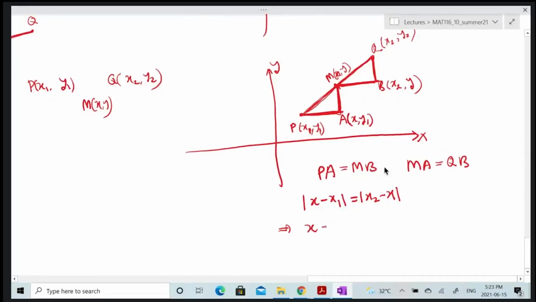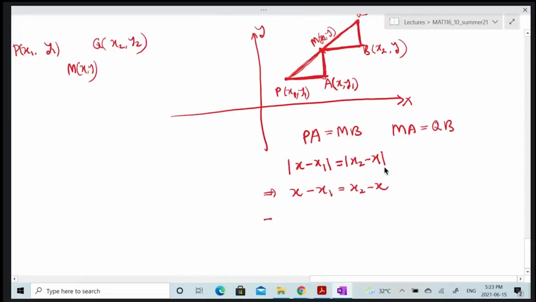So I can just write x minus x1 equals x2 minus x. My target is to find the value of x and the value of y. So I take all of the x terms on the left hand side and the x1 is going to be on the right hand side.